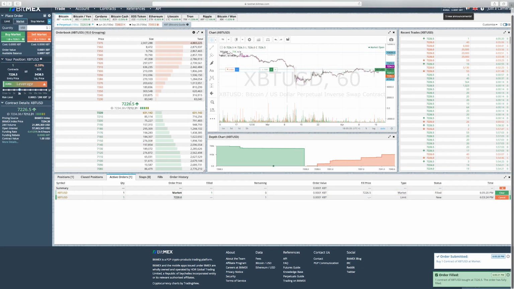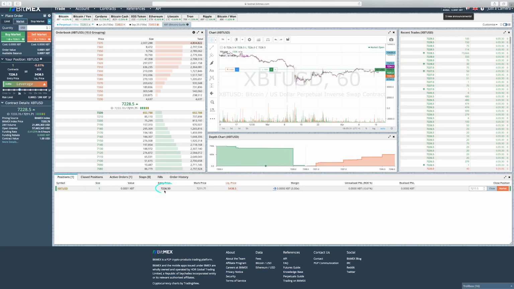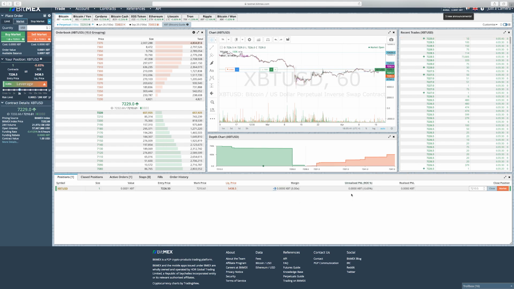Our execution price, we can see here, our order is 1, entry 7226.5. We can see there's no orders in the order book because we've been filled immediately. Our liquidation price, our unrealized P&L, because this is still an active position. And we're in at one contract in a market buy.